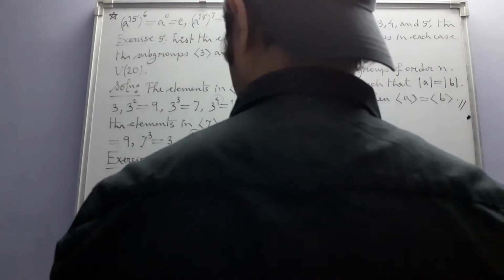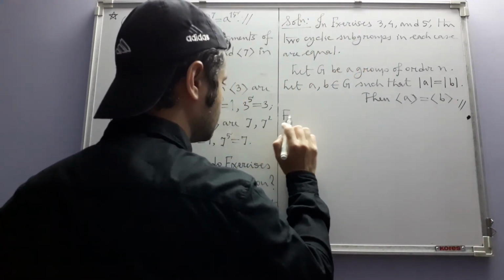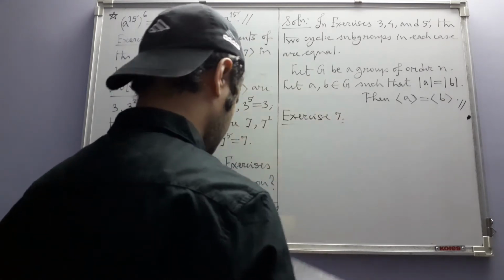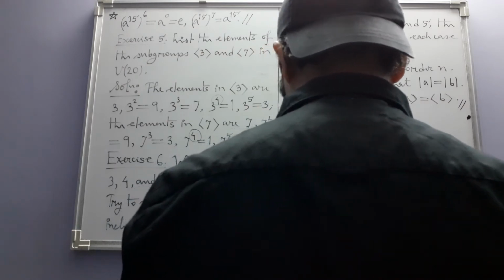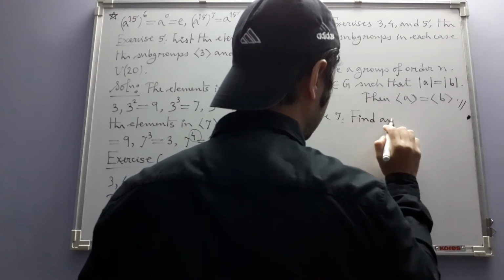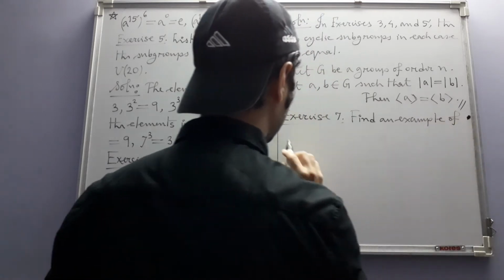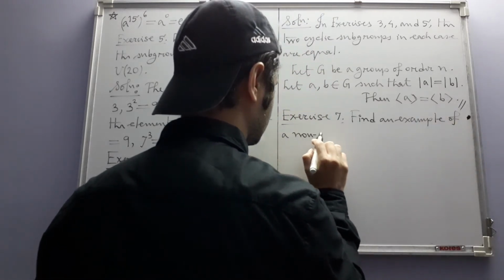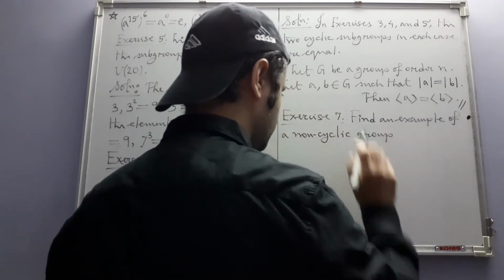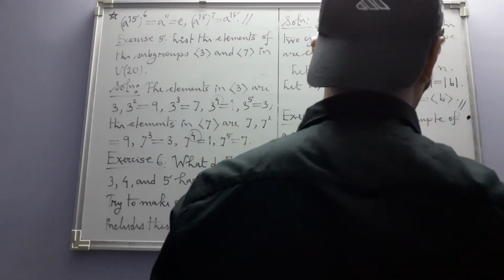Okay, so this was 6. Then exercise 7. Find an example of a non-cyclic group, all of whose proper subgroups are cyclic.